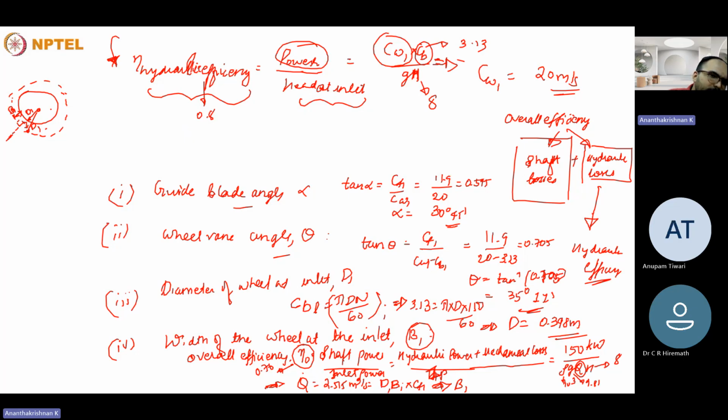So area is basically the perimeter into the vertical distance. Perimeter is pi into D1, not D1. So there was a small mistake. It is pi into D1. Pi into D1 into B1, that is the area, into CF1 will give the flow rate. So from here, B1 will be equal to the flow rate divided by pi D1 into CF1. Just substituting the values that you already calculated, B1 is equal to 0.169 meters.